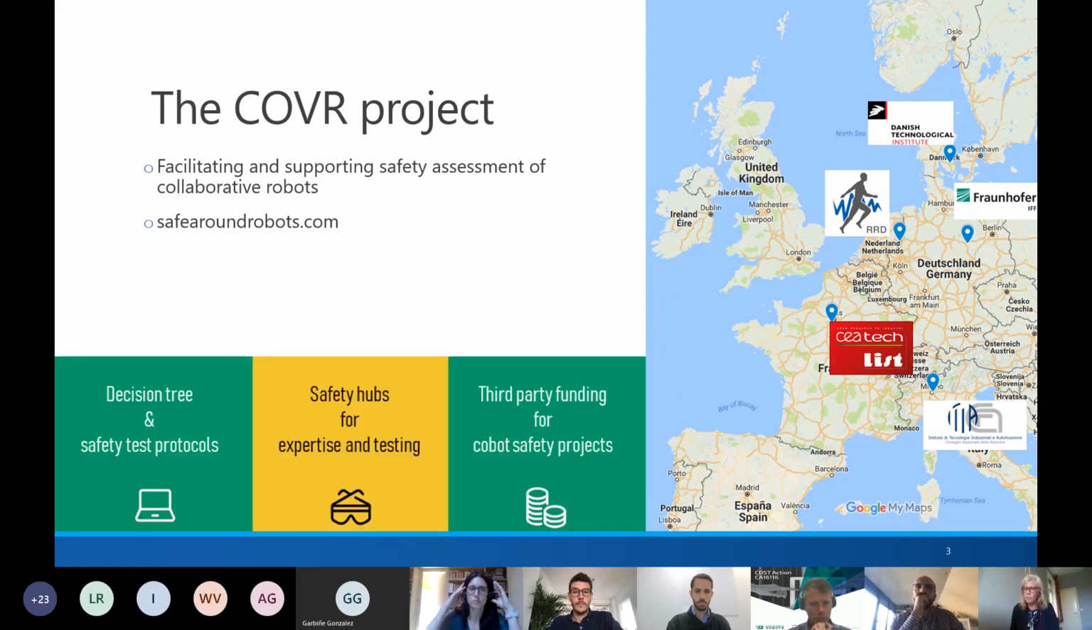And the way we try to do that within the COVR project is to provide information for cobot developers. We do that in 3 ways: by first having an online decision tree and safety test protocols available for anyone that's interested in it. There are safety hubs for expertise and testing. So that's actual facilities that robot developers can go to. And there's third-party funding for cobot safety projects that has been given out during the course of the COVR project. The COVR project is now in the final stages. It ends at the end of the year. So the third-party funding has been spent already on a lot of interesting projects that are going on in that regard.